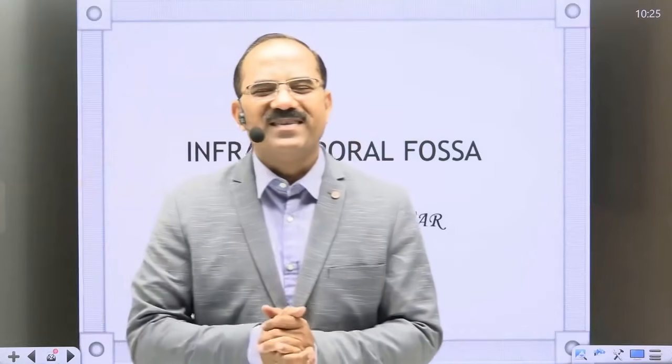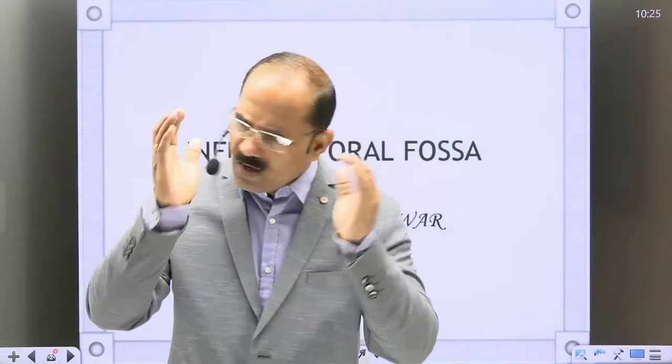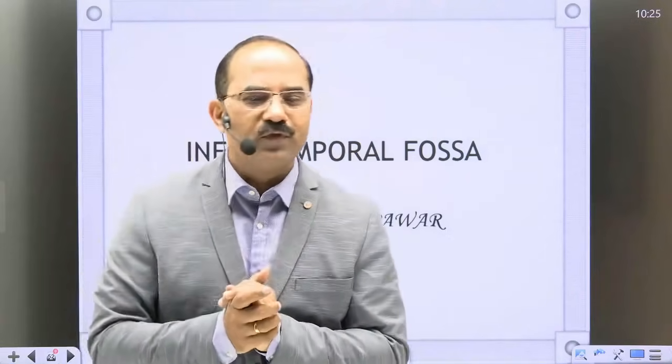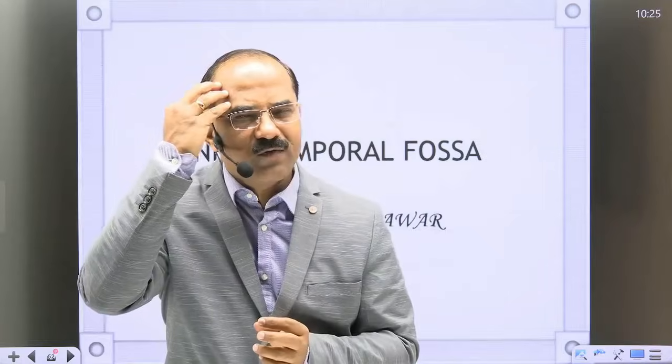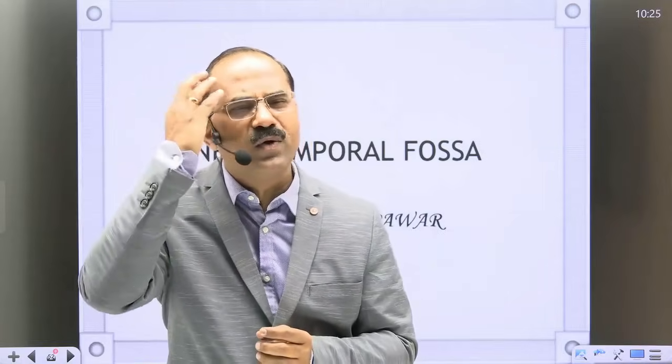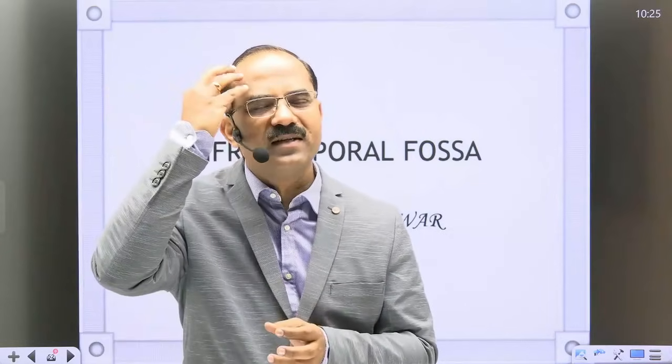So hello students, and let us now understand the infratemporal fossa, a very important topic from MCQ point of view. Students, let us begin. Now what is this fossa? This fossa where the muscle temporalis is located. What do you call this fossa as? Yes, the temporal fossa. Correct, that's the temporal fossa.